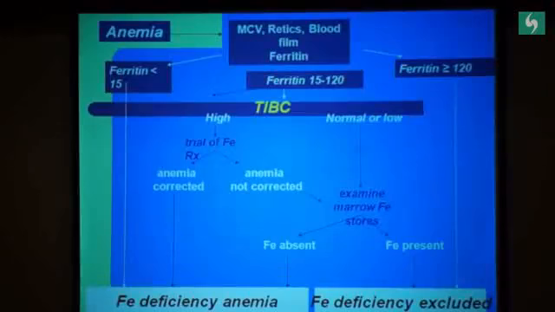Now there are some things that we need to understand, that serum iron is very largely influenced by the iron content in the diet. So sometimes when patients are on oral iron preparations and we do a serum iron profile, the iron may come falsely high. So that is something that needs to be kept in mind.